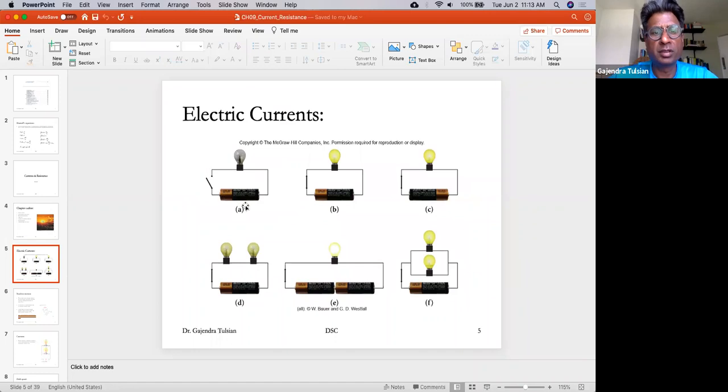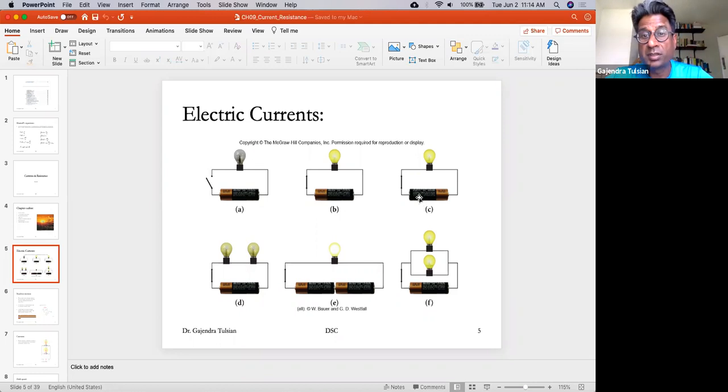All right, so let's try and understand this diagram. In this diagram, you can see that here's a battery and here's a bulb. This is a switch. When the switch is open, there is no closed circuit for a current to flow, and the bulb doesn't glow. You close the switch and the bulb glows because a current is flowing through the bulb, and that lights up the bulb.